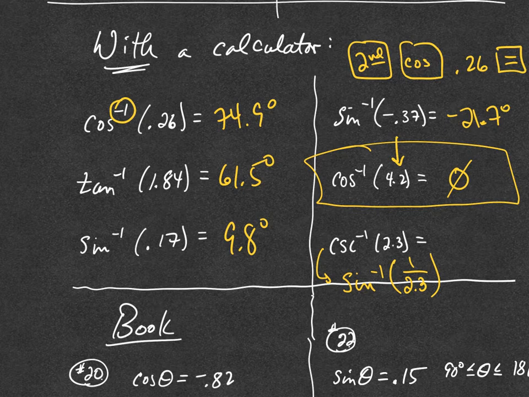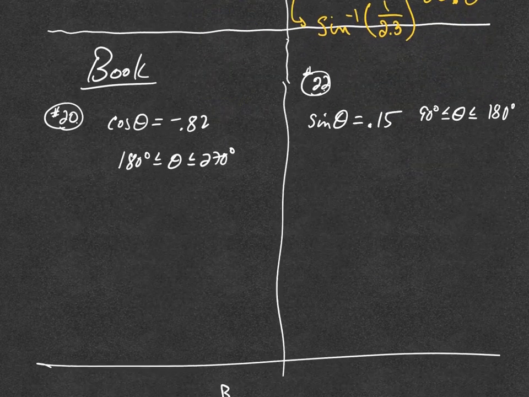And everybody has the inverse sine button on their calculator. So you just have to take the inverse sine, and I just hit a wrong button there. There we go. Now I'm in good shape. You take the inverse sine of 1 over 2.3, and it should get us an angle of about 25.8 degrees.